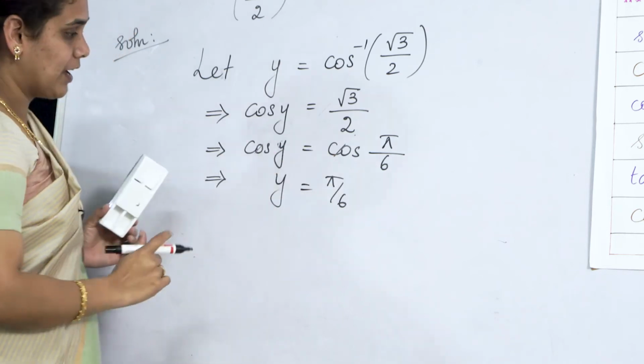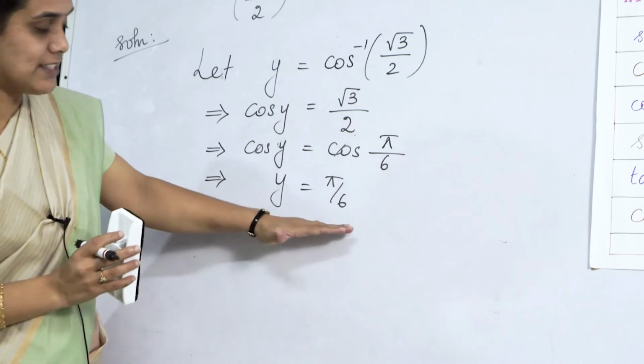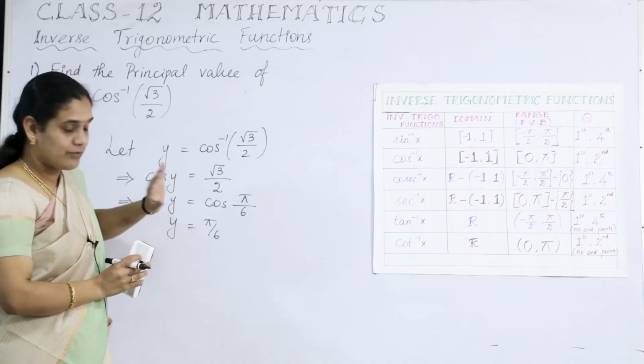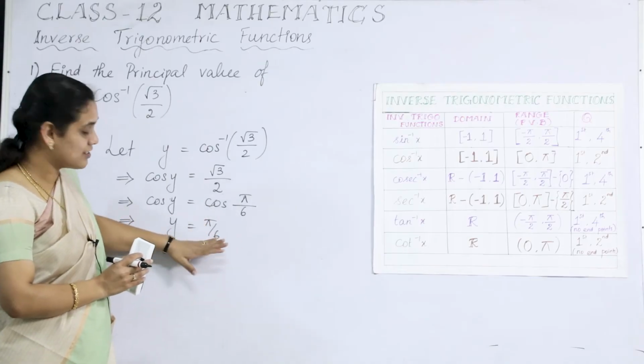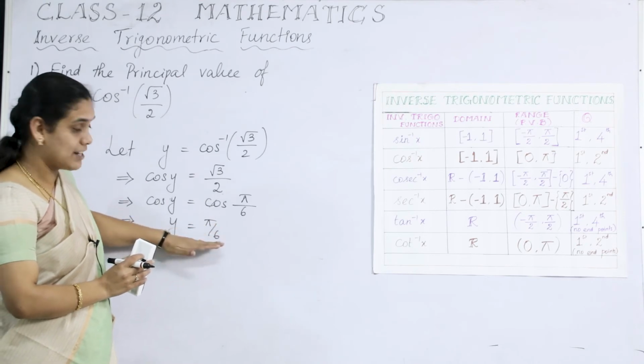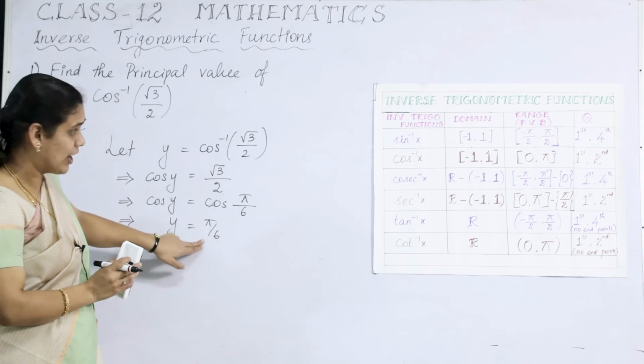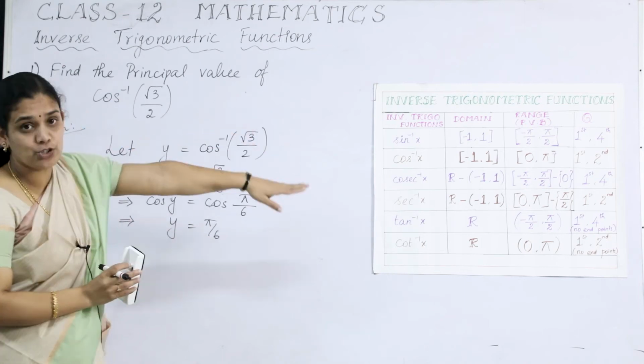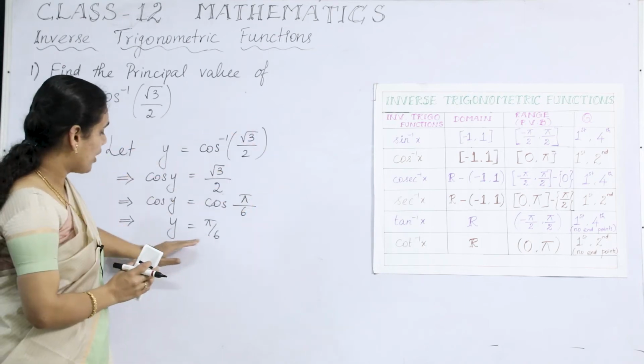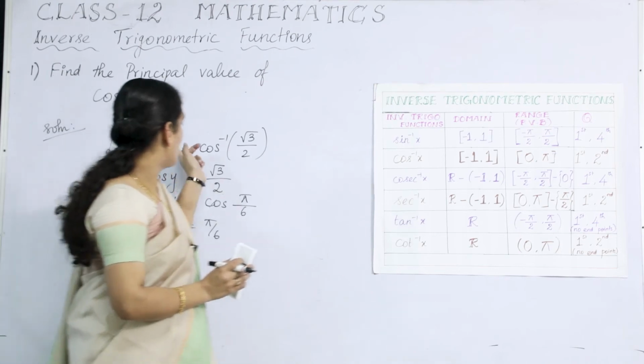Don't cut this. And y equal to pi by 6, you got this answer. Here, you can ask a question that the answer is that much. No, it is not ending here. You have to check whether this angle, this value lies in our principal branch or not. That is very important.